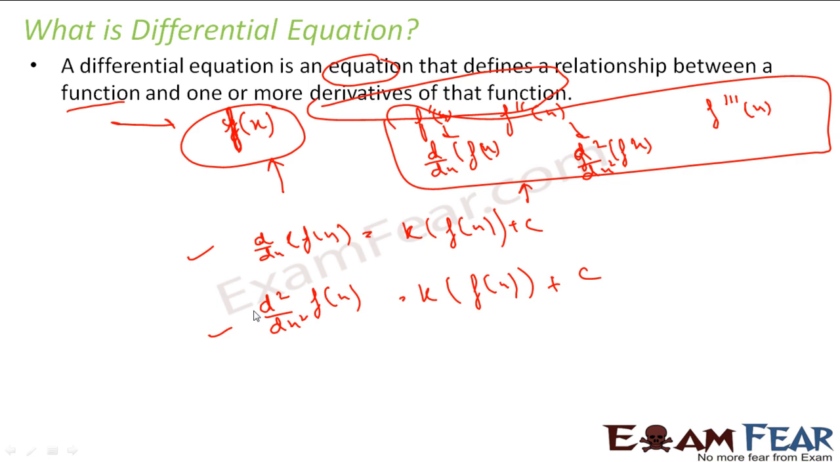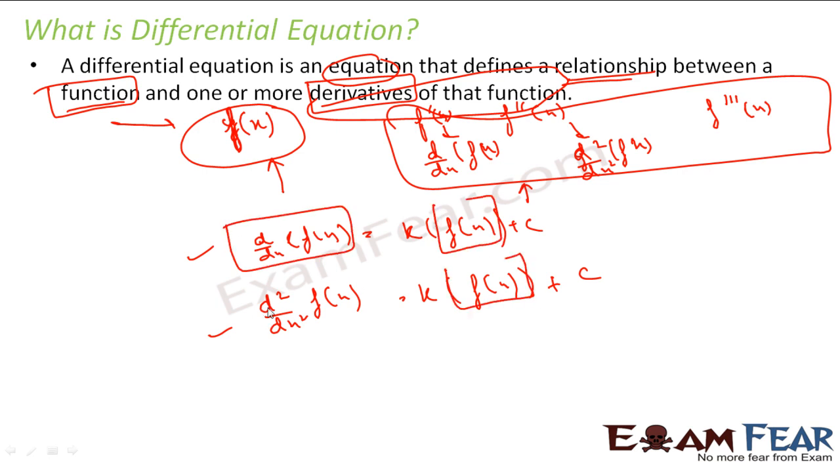Please note, differential equation is nothing but an equation where you have a relationship between a function and derivatives of the function. In this case it was first order derivative. In this case we had second order derivative. So the definition is pretty simple. An equation where we have a relationship between the function and derivative of the function is called differential equation.